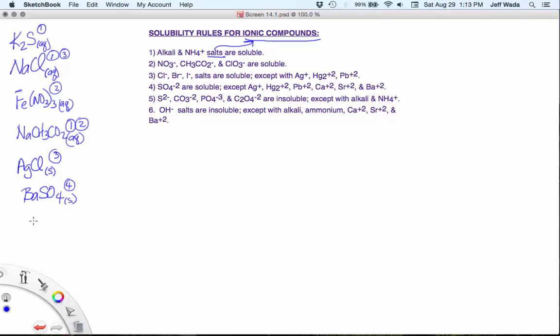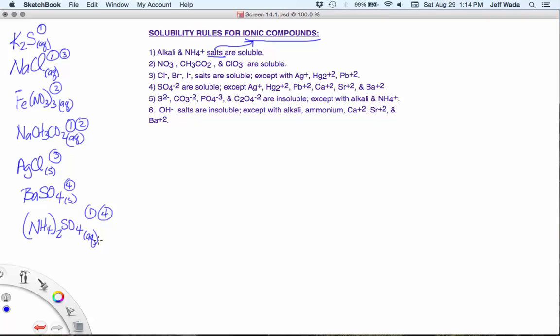The last one we'll do together is ammonium sulfate. Alright, I'll give you a couple moments here. Ammonium sulfate. According to rule 1, ammonium compounds are soluble. And rule 4, sulfates are soluble. So once again, none of these rules will ever contradict themselves. So we find out that it is soluble. To represent soluble, dissolves in water, we put the term aqueous. Okay, so here we go.